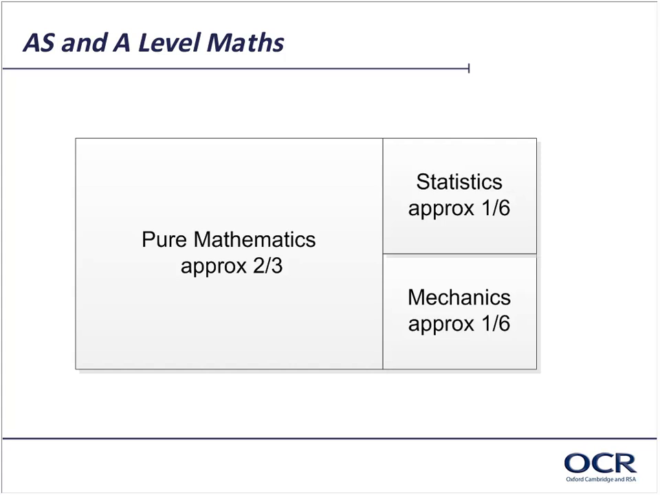And the key thing to think about is that the questions on the AS papers are at an AS level of demand, but in the A level, because it's now a linear qualification, you are looking at the questions on the full A level at an A level of demand across the whole grade spectrum.